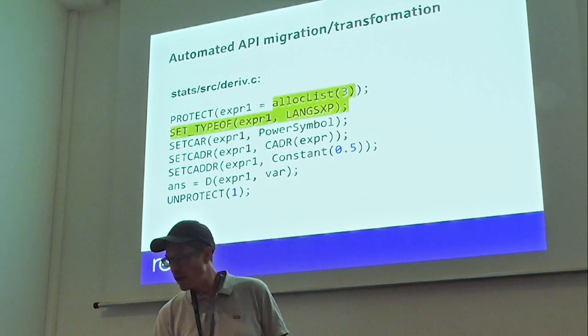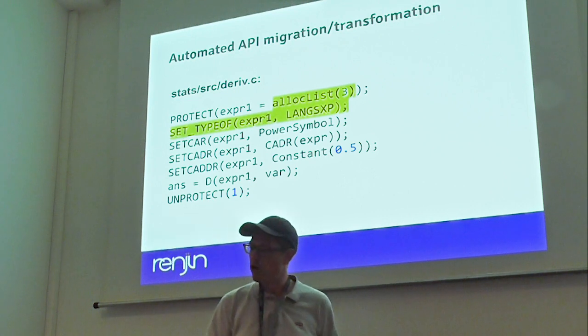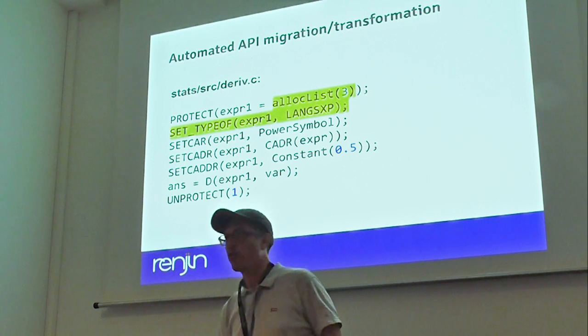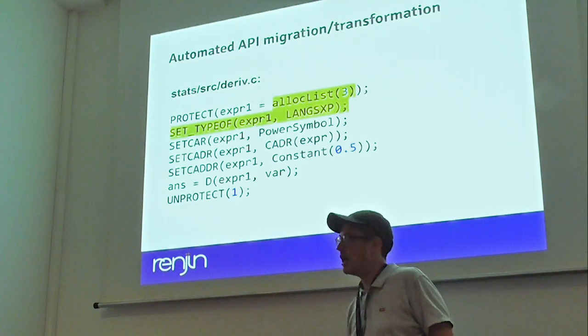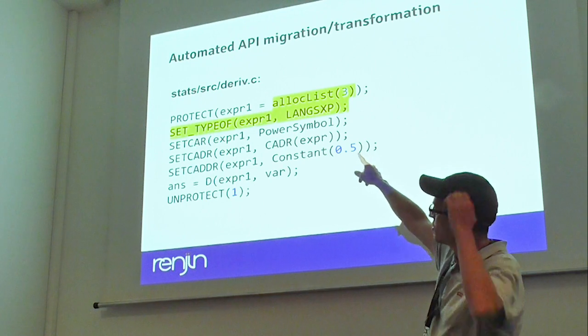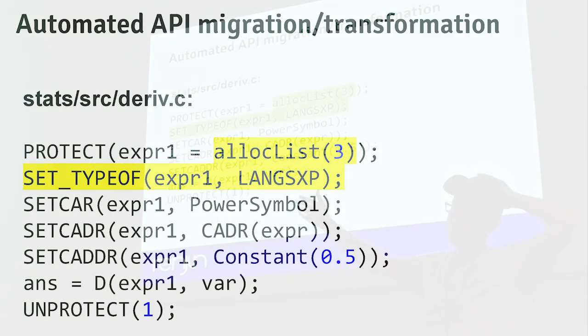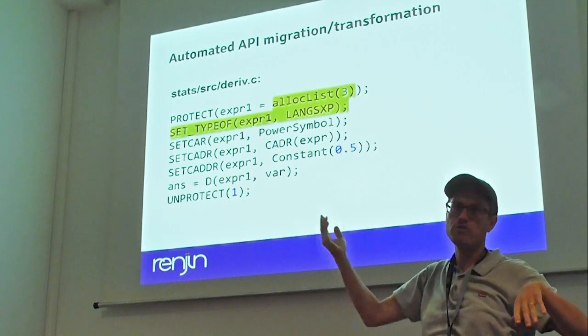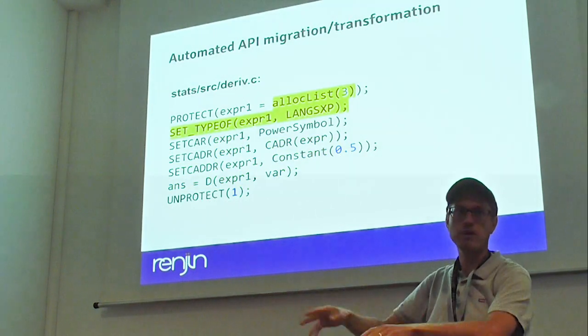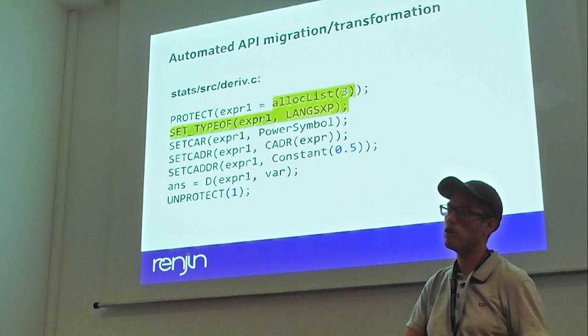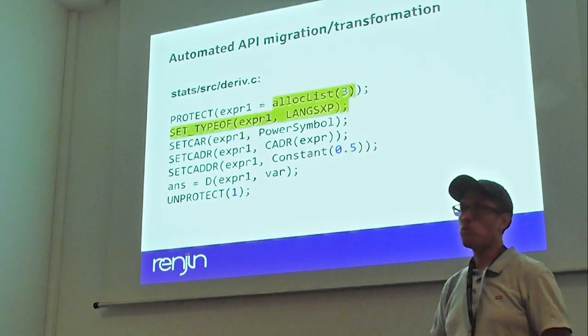The other thing we can do is some automated API migration. For example, one of the things that you'll see often in C code is that the code will allocate a pair list, and then shortly thereafter change it into a function call. That's possible because in GNU-R, a function call and a pair list have the same memory layout. So all you're doing is setting a flag and saying, okay, this is not a pair list anymore, this is a function call. But in Renjin, we wanted to do a lot more with function calls, right?